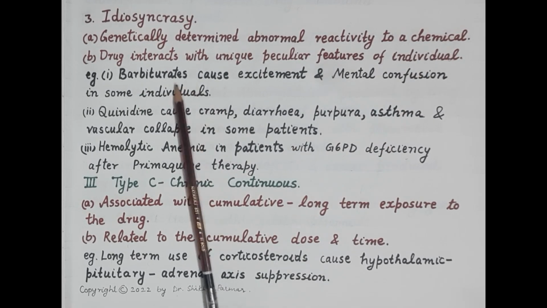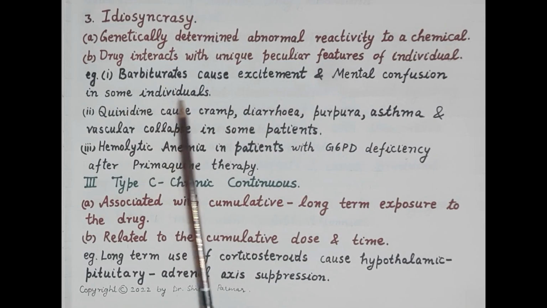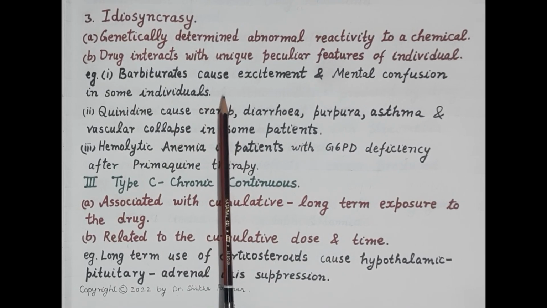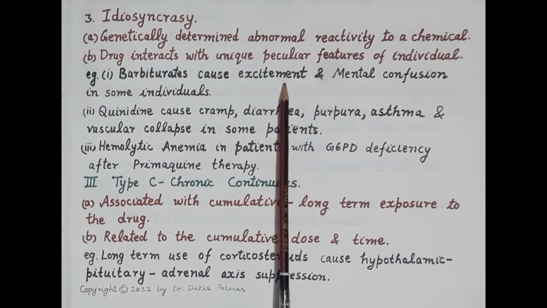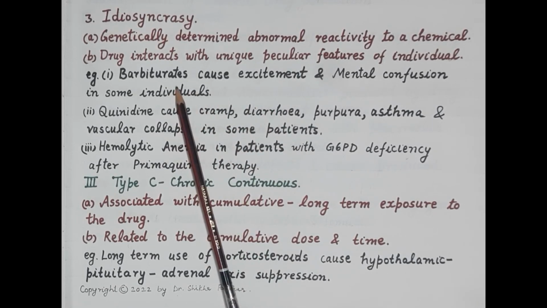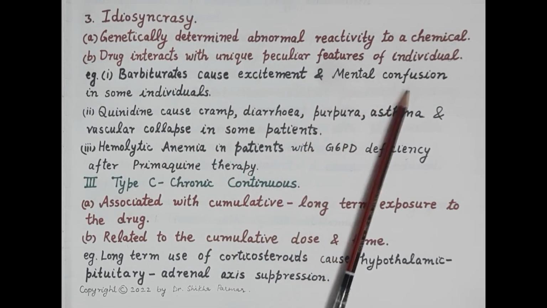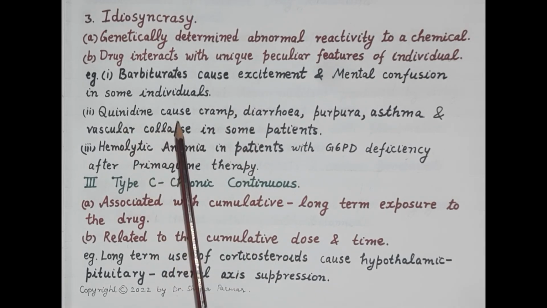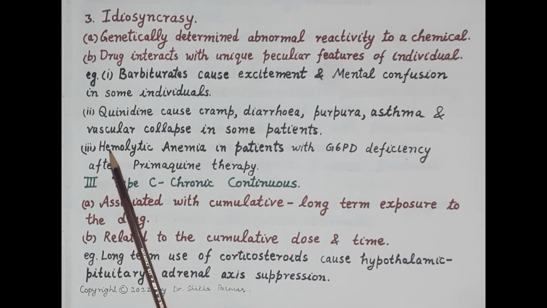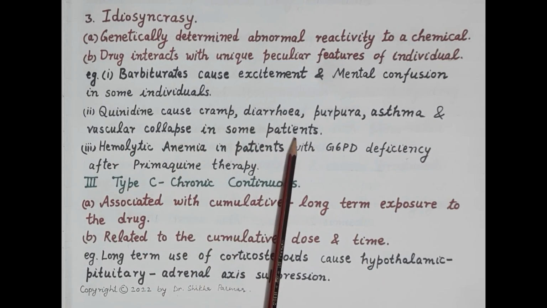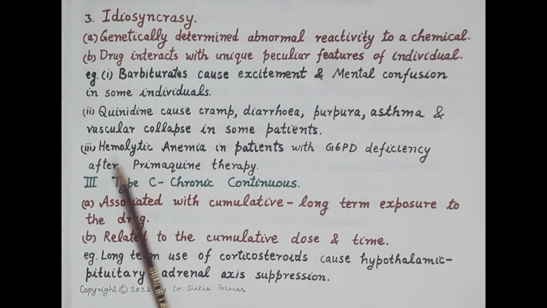For example, barbiturates cause excitement and mental confusion in some individuals. So, this is an example of idiosyncrasy where a very unusual or strange response to barbiturates is produced. Another example, quinidine can cause cramp, diarrhea, purpura, asthma and vascular collapse in some patients. Again, a very unusual response to quinidine.